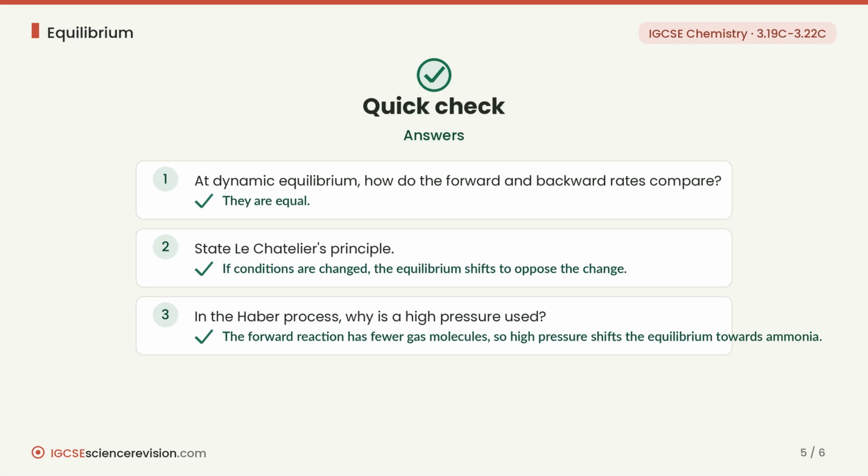1. They are equal. 2. If conditions are changed, the equilibrium shifts to oppose the change. 3. The forward reaction has fewer gas molecules, so high pressure shifts the equilibrium towards ammonia.